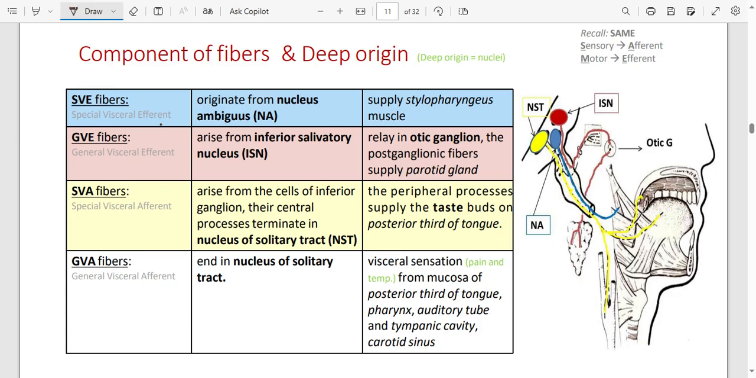salivatory nucleus, which relays in the otic ganglion. It will take the fibers in the otic ganglion. The postsynaptic fibers will supply the parotid gland. So from the inferior salivatory nucleus.